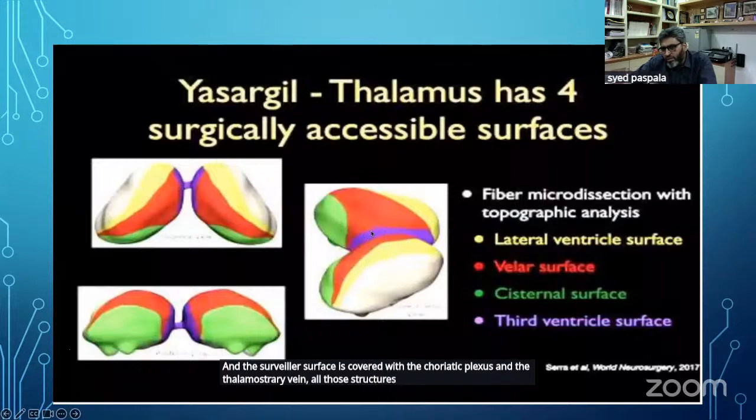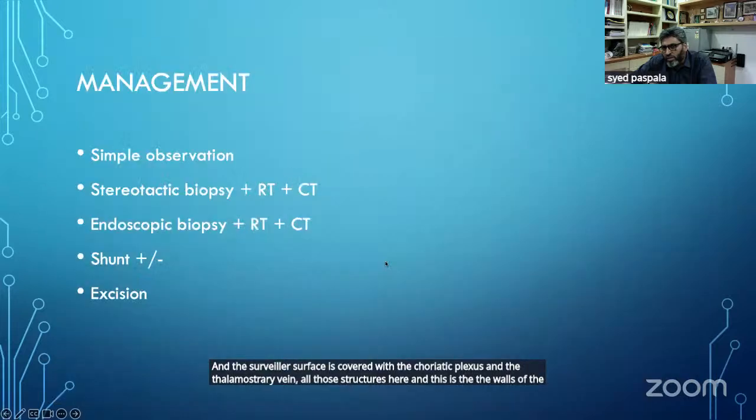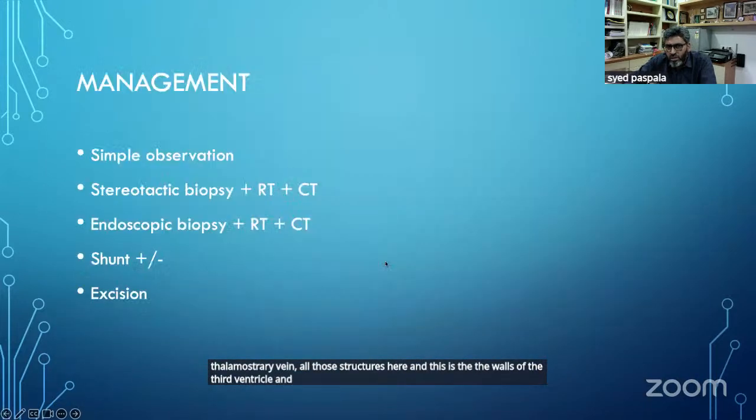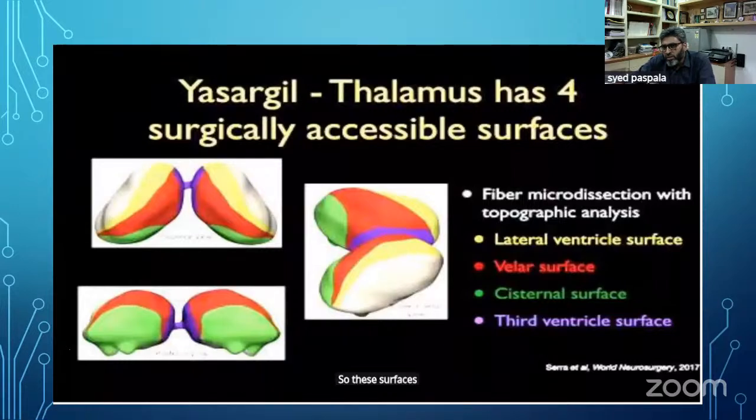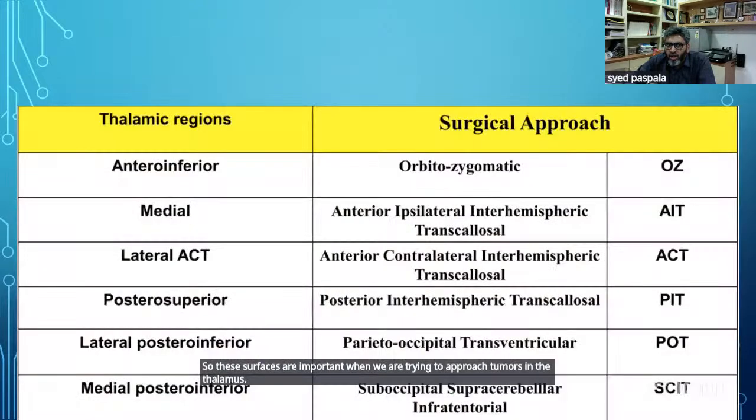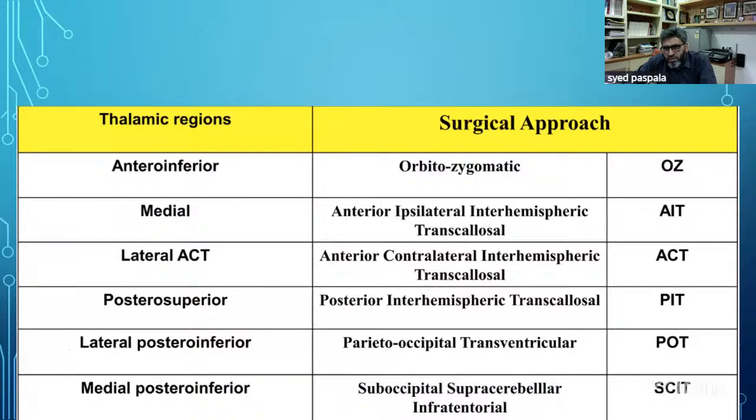And these are the walls of the third ventricle, and this one will be the exposed part of the thalamus in the lateral ventricle here. So these surfaces are important when we are trying to approach tumors in the thalamus. And Spetzler has proposed a way to deal with lesions in the thalamus.